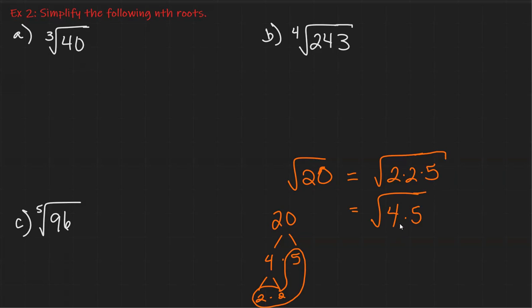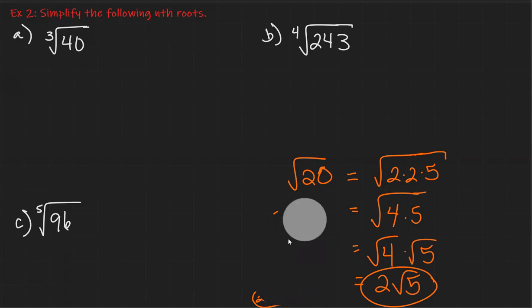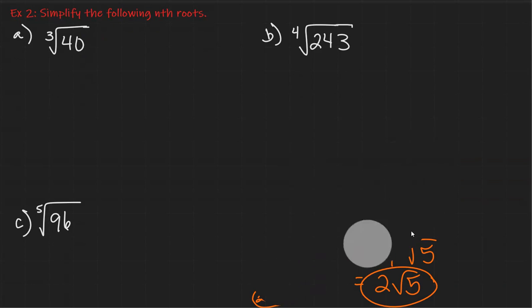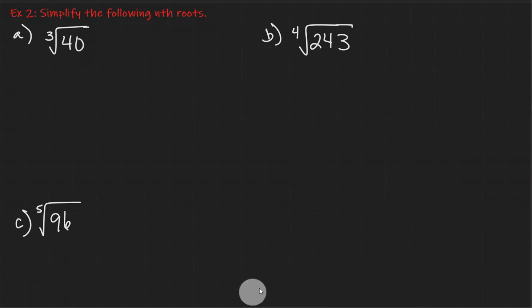And why did I go backwards a little bit? Well, because now I know that 4 is a perfect square. So I get the square root of 4 times the square root of 5 using my properties of square roots. 4 square rooted is 2, so 2 square root 5. We're going to be doing the same idea, but now with higher degree nth roots. So now we're going to be using cube roots, fourth roots, and fifth roots.